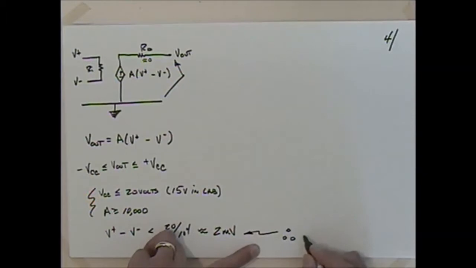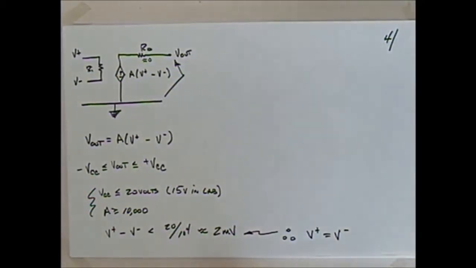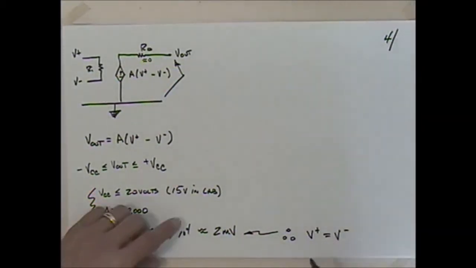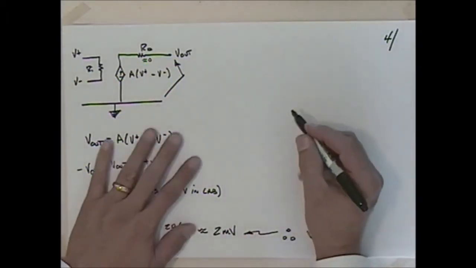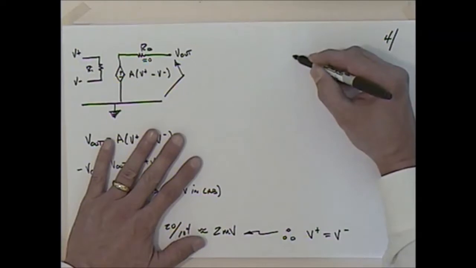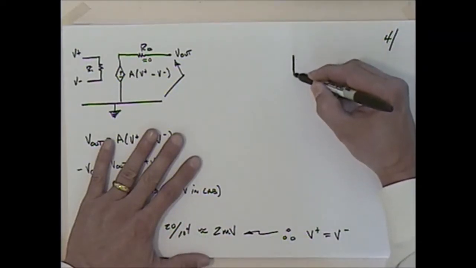So what I'm going to say here is my conclusion here. Therefore, V plus is equal to V minus. They don't differ by very much. Okay, and we're going to call these our linear operation. And the reason for that, I'll come back and talk about that, but let me try and justify that.